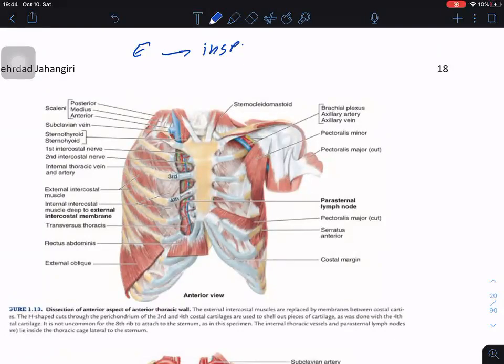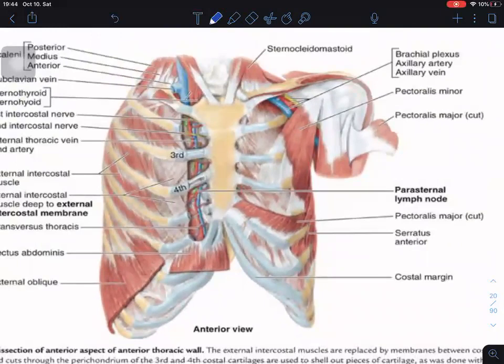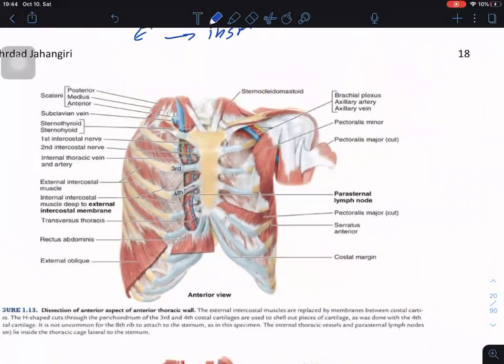All right. The next one. As we run deeper to the external intercostal, you'll be able to find the internal intercostal muscles. First of all, the direction of the muscle fibers is kind of opposite, because external intercostal muscles are facing anteriorly and inferiorly, but the internal intercostal muscles are running in the opposite direction. So they are kind of crossing each other.